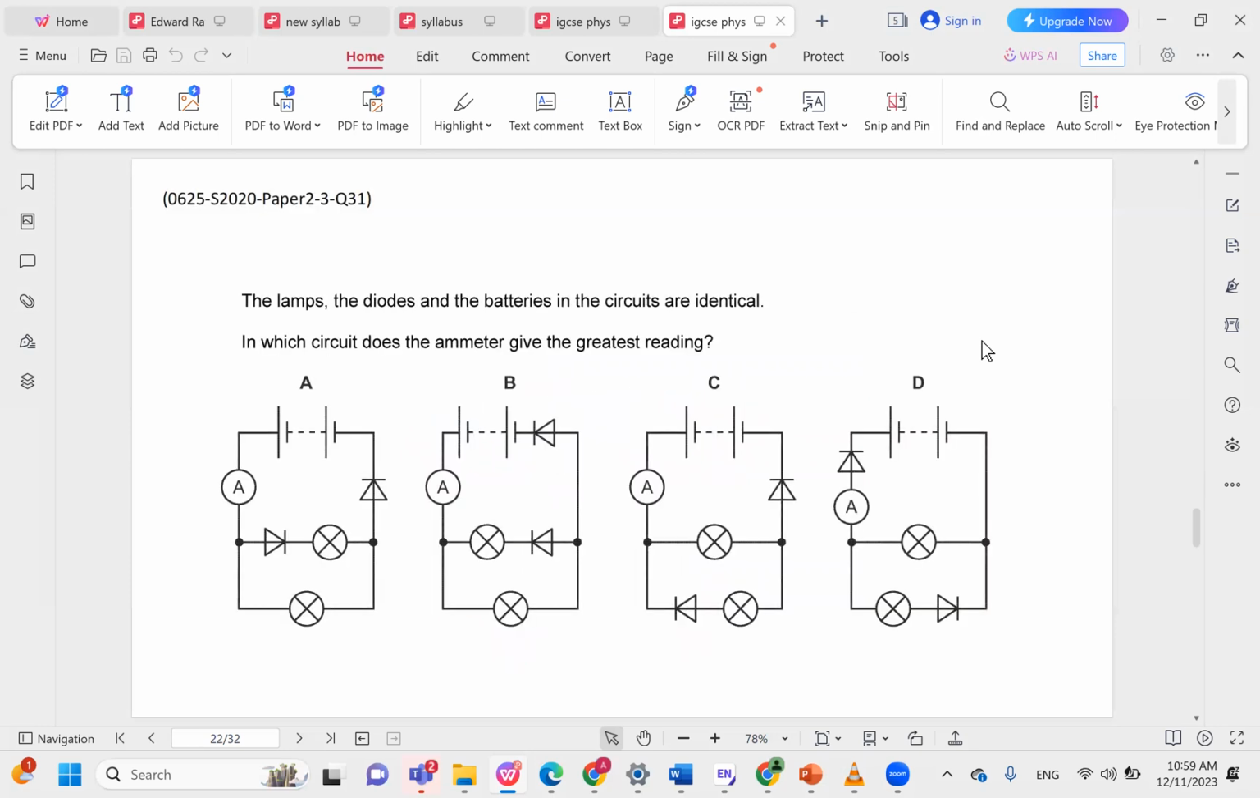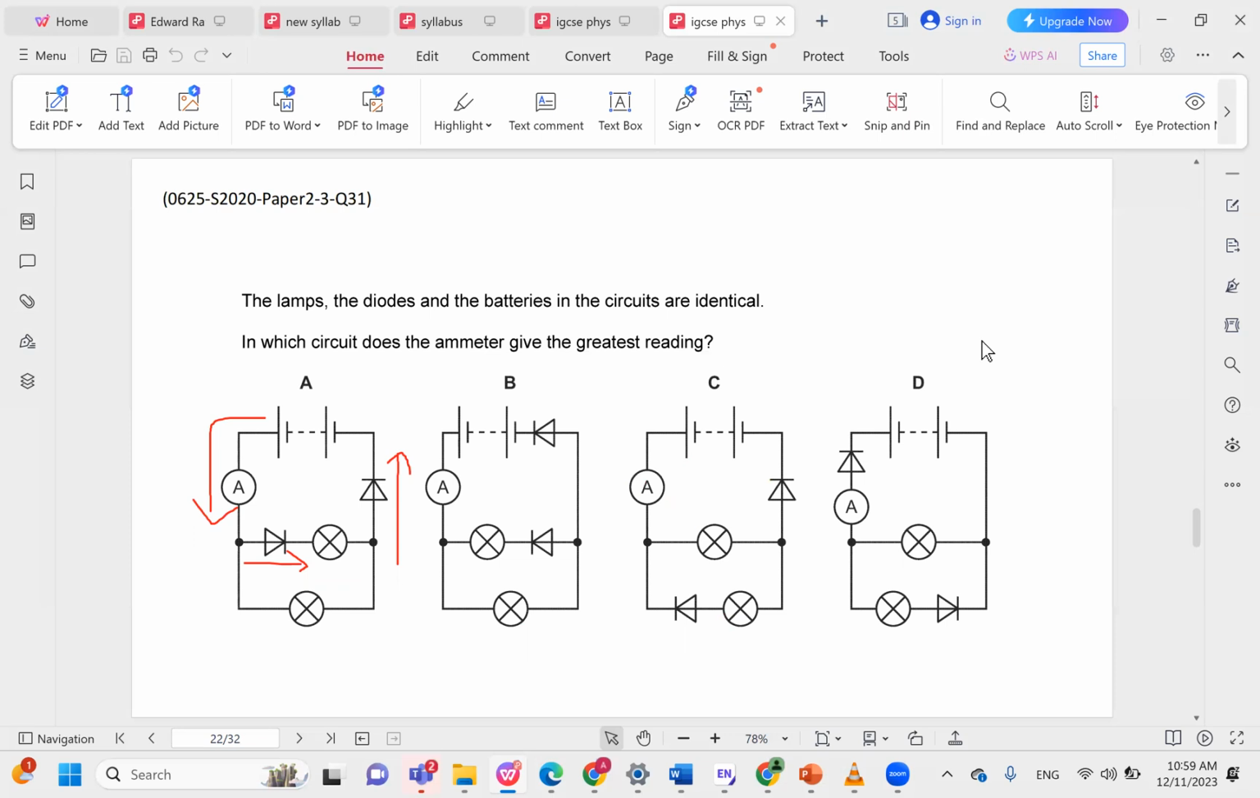The lamps, the diodes, and the batteries in the circuits are identical. In which circuit does the ammeter give the greatest reading? So let's again analyze the path of the current. Current goes this way, and the ammeter reads the current, and then it flows in here. It's allowed to flow, and it's allowed to flow. So this circuit basically looks like a circuit that does not have diodes. It's as if we do not have diodes in choice A.